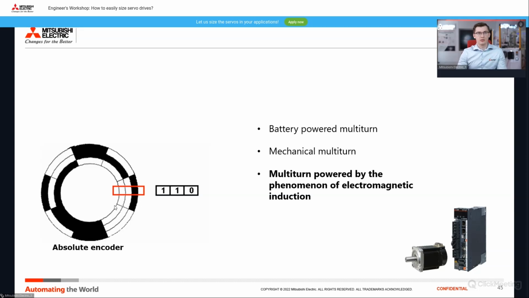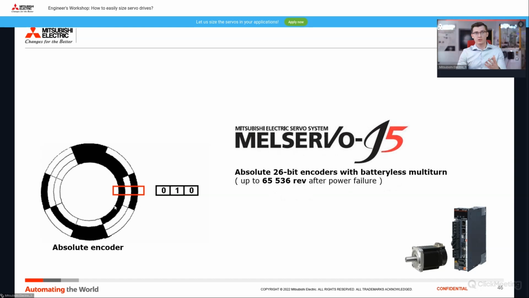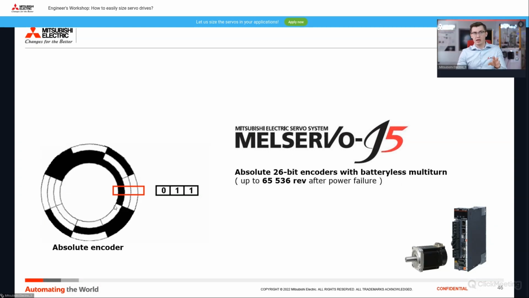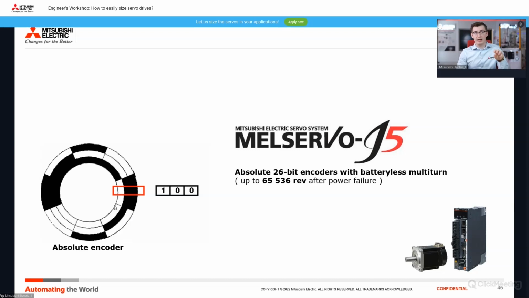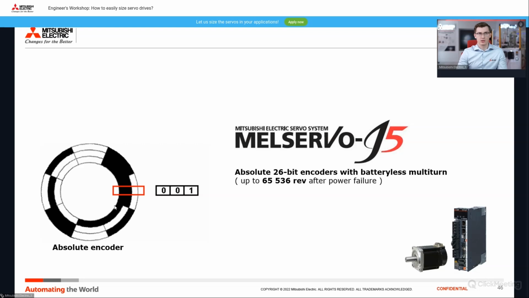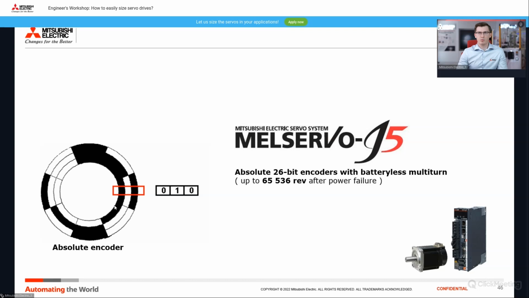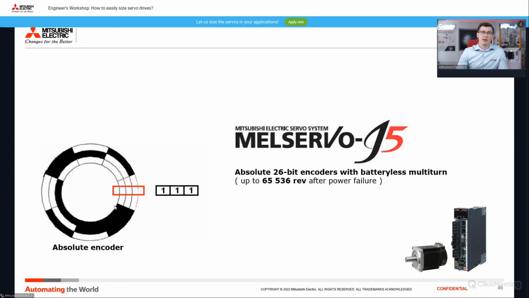As I said, we use this kind of encoder in our series, and in this series of motors, we have 26-bit absolute encoders, so single turn 26-bit, and then the battery-less multi-turn is 16-bit, so about 65,000 revolutions after power failure. So it means that there is probably no case that will lose your position after power failure. So we already know almost everything. Let's sum it up.